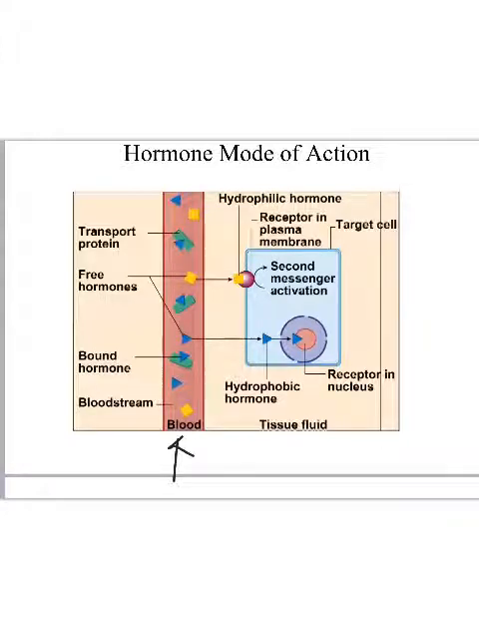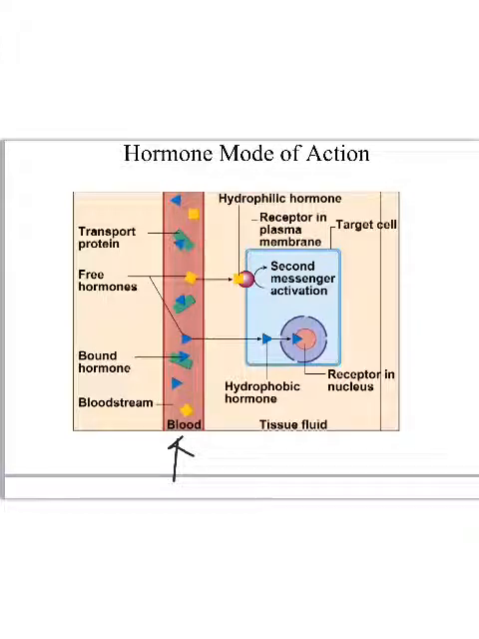Okay, now if we look at hydrophilic hormones, these are hormones that can free float in the blood. When they get to the cell, because they're hydrophilic, they can't pass through the cell membrane. So they bind to a receptor on the cell membrane, and they activate a second messenger system. That second messenger system is going to cause the change to occur in the cell. So those are the two differences.